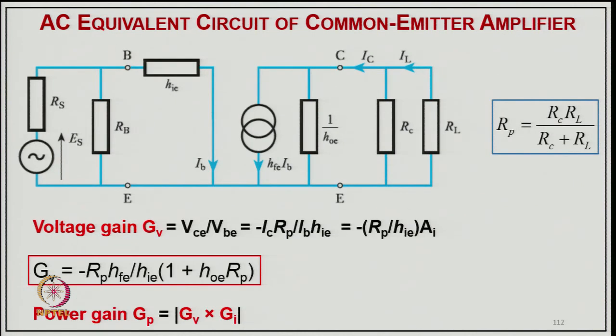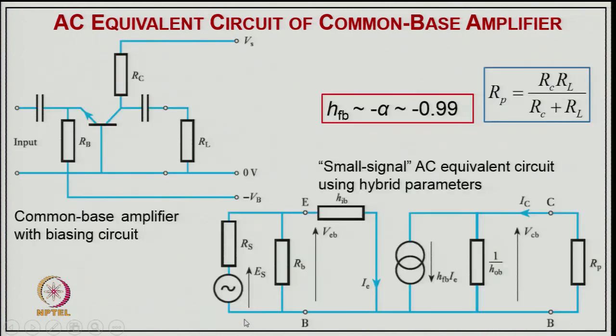And now the voltage gain will be GV equal to VC upon VB, the signal which you are applying here, that is minus RC into RP divided by IB HI, that is minus RP upon HI into AI. So GV will be minus RP HFE divided by HI into 1 plus HOE RP, and power gain will be GV into GI. This is, of course, the AC equivalent for your common base.